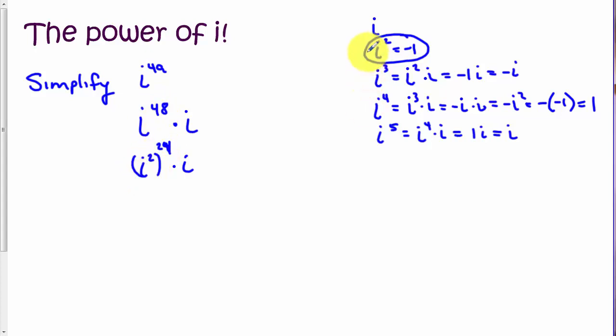Now we know from over here, i squared is -1. Now when we multiply -1 times itself 24 times, if we have an even power here, this value will be +1. If we have an odd power, it would be -1. So here this is even, so we have +1 times i, or i. So when we simplify i to the 49th, it equals i. So again, the whole trick is to factor out powers of i squared using exponent properties to find out what remains.